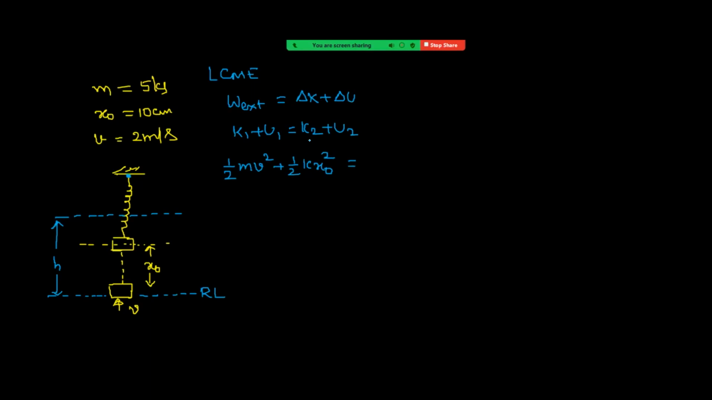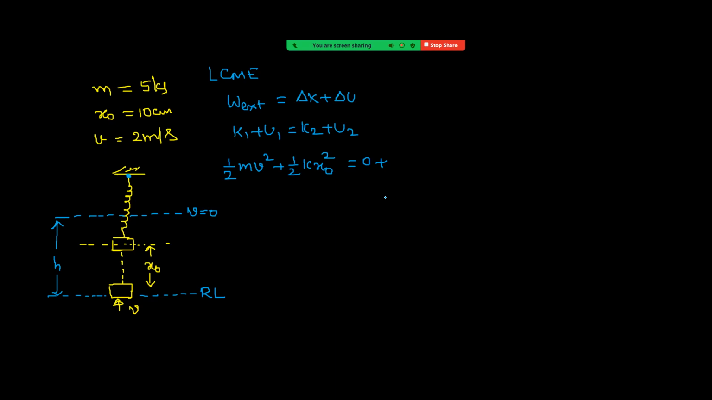That is equal to, finally, when it reaches maximum height, velocity will be zero, right? Maximum height, therefore no kinetic energy, zero. Now coming to spring potential energy. See carefully here. X naught is elongation. h is the height raised. According to the diagram, h is greater than x naught. So this extra part, h minus x naught, is a compression.